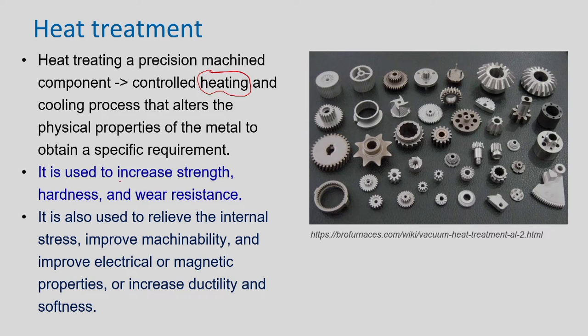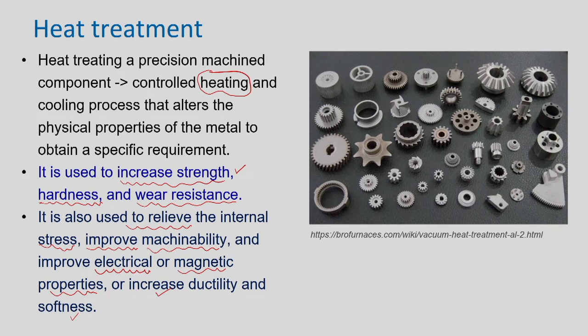So heat treatment in general increases the strength of the material. It also improves the hardness and wear resistance. And as I mentioned right now, it is also used to relieve the internal stresses which are generated during manufacturing. The heat treatment also improves the machinability, so it improves the ductility, the flow stresses are reduced and the part can be easily machined. Moreover, heat treatment is also helpful in improving the electrical as well as magnetic properties, and in enhancing ductility and softness.